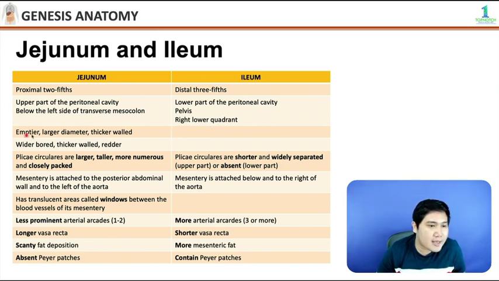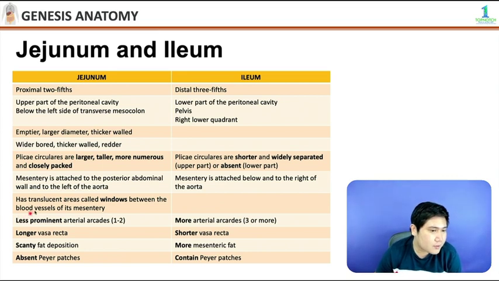Your jejunum is emptier, not much content. It is larger in diameter. It has thicker walls and is redder in appearance. In terms of plicae circularis, these are horizontal mucosal folds that you can see grossly. The plicae circularis in the jejunum are larger, taller, and more numerous. However, in the ileum, they are shorter and widely separated, and eventually will be absent in the lower part.